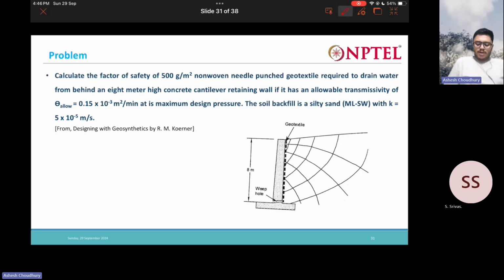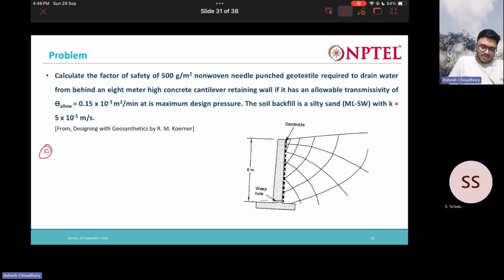Now, the next similar problem. We have a cantilever retaining wall. Behind the retaining wall we have put a non-woven geotextile. This geotextile will carry the water through it and drain it out through the weep hole. We have an 8-meter high concrete cantilever retaining wall. It has an allowable transmissivity of 0.15 times 10 to the power minus 3 meters squared per minute, and the soil backfill is a silty sand with K given. Quite simple again.